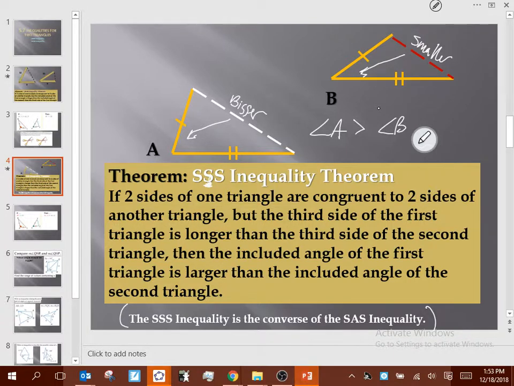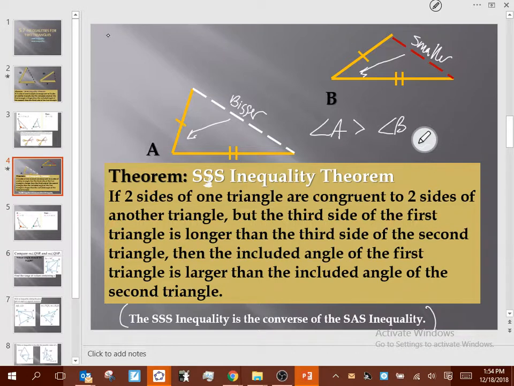And that's the comparisons that we're going to make. We're going to try to decide, are we comparing angles to make a conclusion about lengths, or are we comparing lengths to make a conclusion about angles? When we think about it, look at the then part. It says something about the angles, right? Okay, it says then the included angle of the first is larger than the included angle of the second.